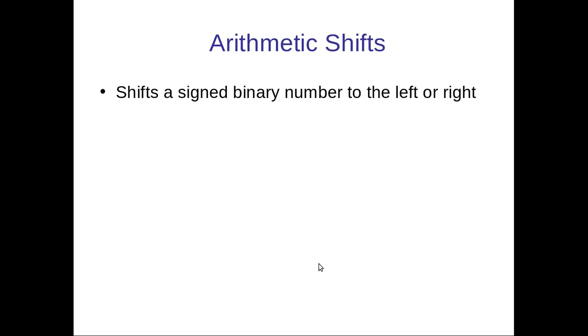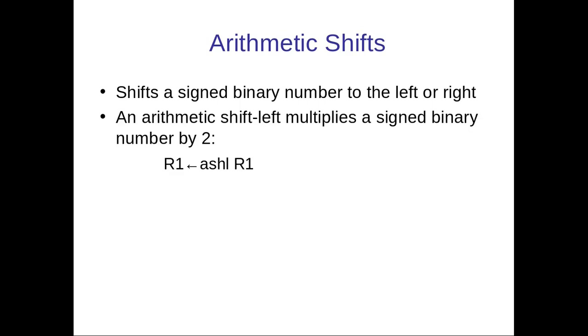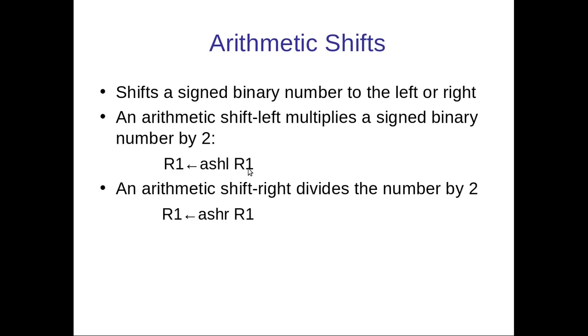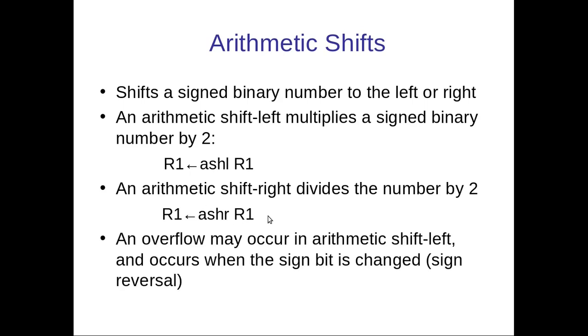Arithmetic shift shifts a signed binary number to the left or right. An arithmetic shift left multiplies a signed binary number by 2. For example, R1 gets ASHL R1, arithmetic shift left in register transfer logic notation, which shifts by 1 bit position. An arithmetic shift right divides the number by 2: R1 gets ASHR R1. An overflow may occur in arithmetic shift left and occurs when the sign bit is changed.